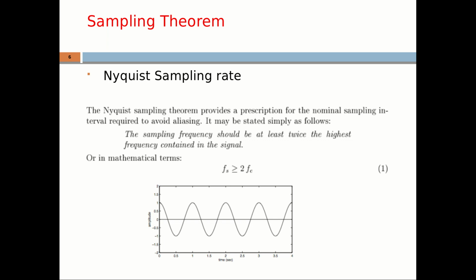So what happens if we don't choose our Fs correctly? That is, what happens if our Fs is less than or equal to 2 times that of the Fc?